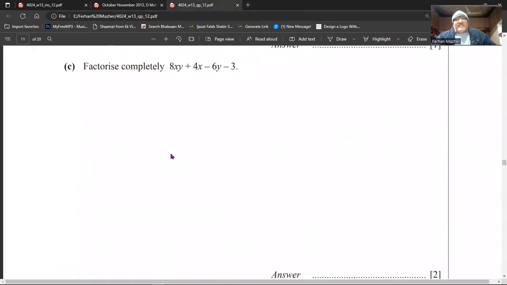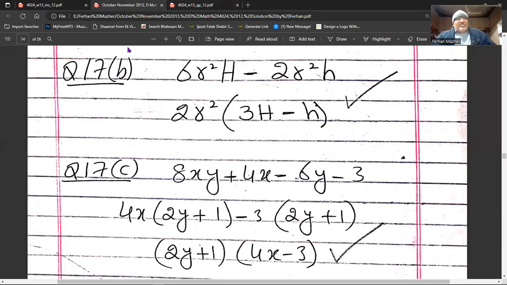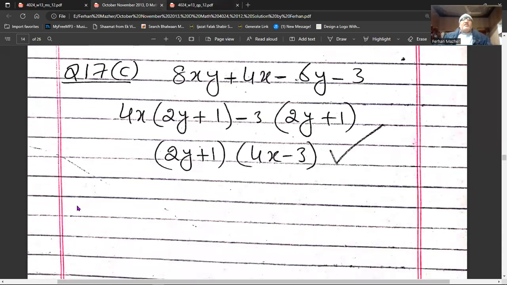Question number 17 and its C part, he says factorize completely 8xy plus 4x minus 6y minus 3. So there are 4 terms and we want to factorize them. From the first 2 terms, I can take 4x common, and from the last 2 terms, I can take minus 3 common. And this is how the factorization of 4 terms is done. From the first 2 terms, 4x is common, so you will have 4x bracket 2y plus 1 bracket close. From the last 2 terms, minus 3 is common, so you will have minus 3 bracket 2y plus 1 bracket close.